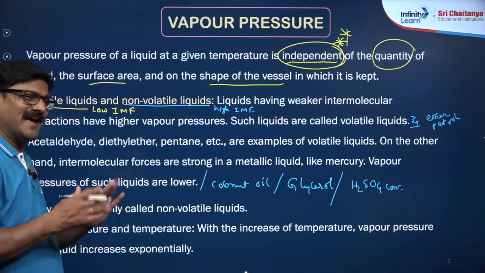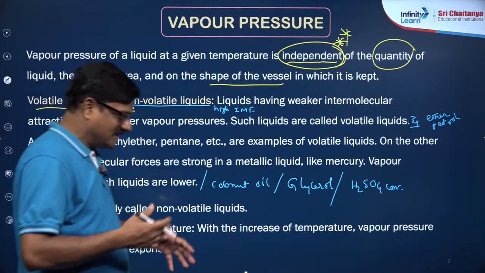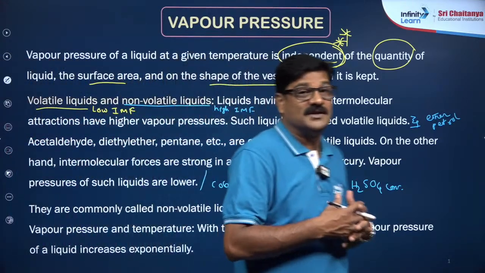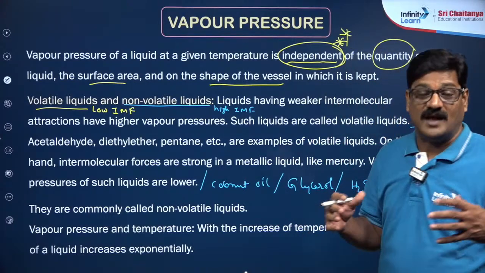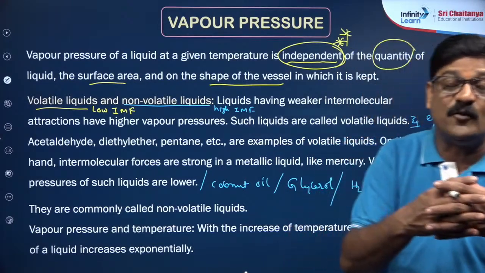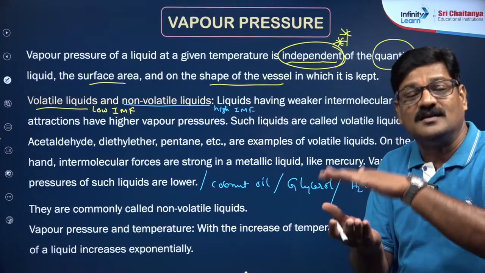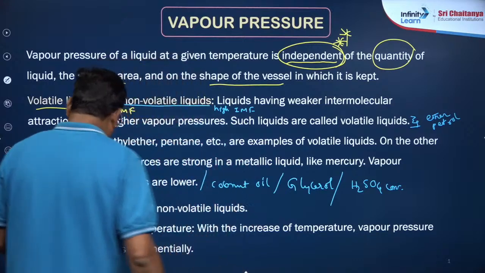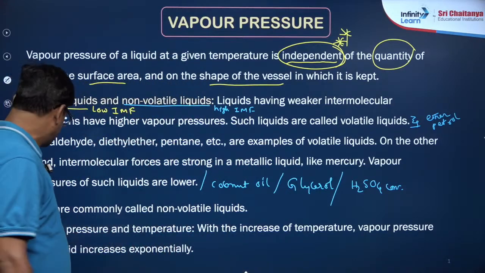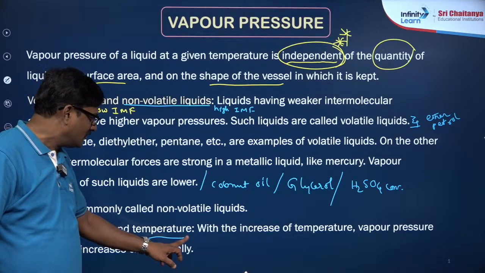Talking about the non-volatile liquids, they have high intermolecular forces. Sulfuric acid, coconut oil and glycerol have great intermolecular forces, therefore they do not evaporate; they are non-volatile liquids. So vapor pressure and temperature, this is very important.